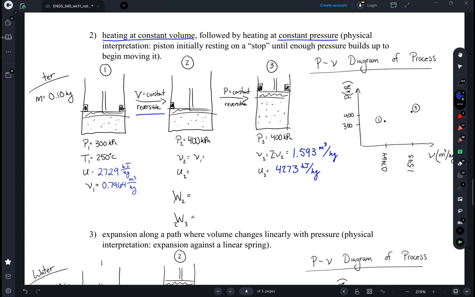So the volume, we know it's the same as the initial volume because that first step is constant volume. So this is 0.7964 meters cubed per kilogram. And once we have that volume, we can look up internal energy.